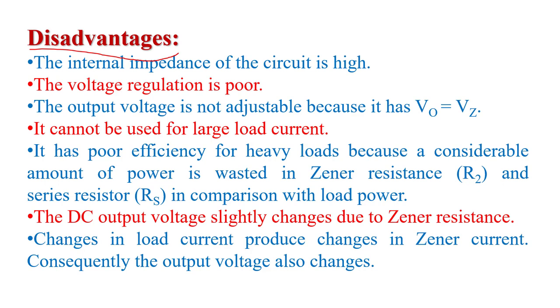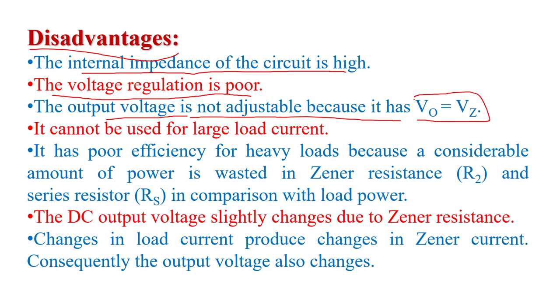The first disadvantage is the internal impedance of this circuit is very high. Next, the voltage regulation is poor as compared to other voltage regulation circuits. Third, the output voltage of this type of circuit is not adjustable, because the output voltage totally depends upon the Zener breakdown voltage. So output voltage is always equal to the Zener breakdown voltage. Next, it cannot be used for large load current. Next disadvantage is the efficiency of this Zener voltage regulation is poor for heavy load.